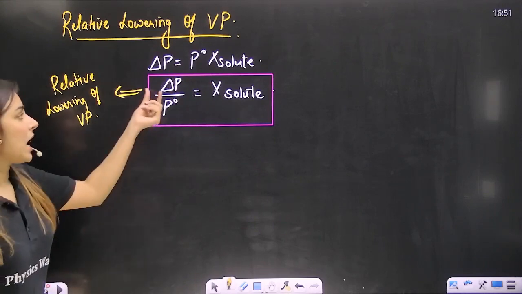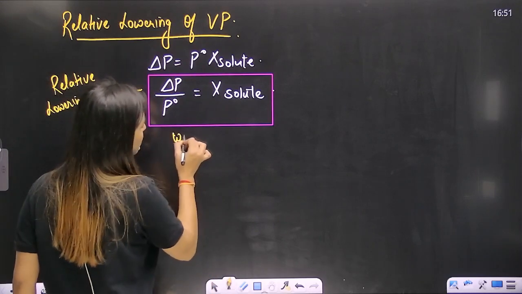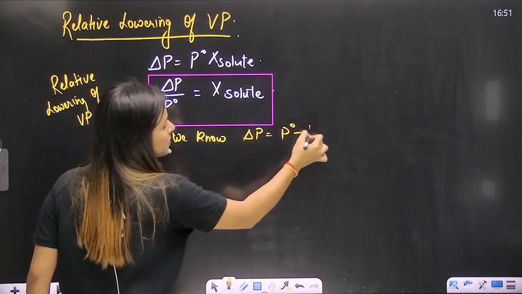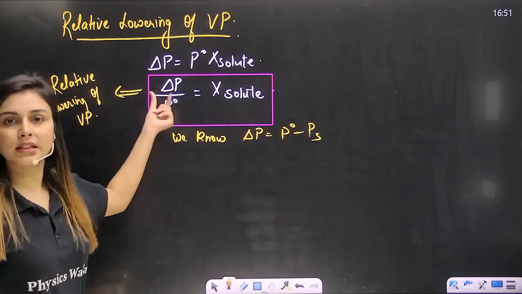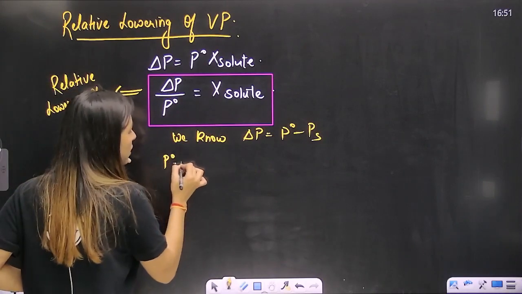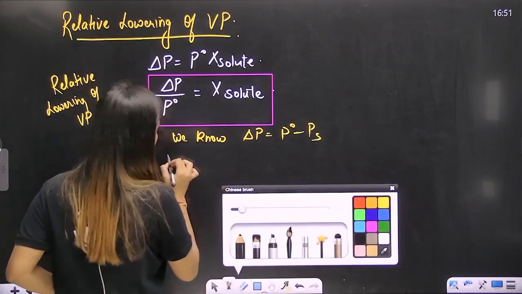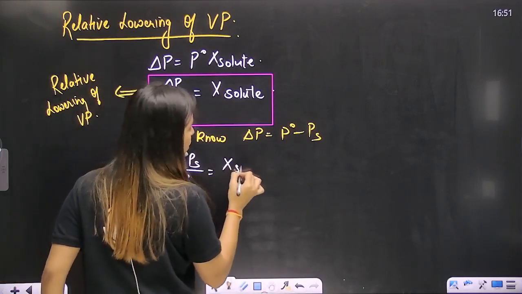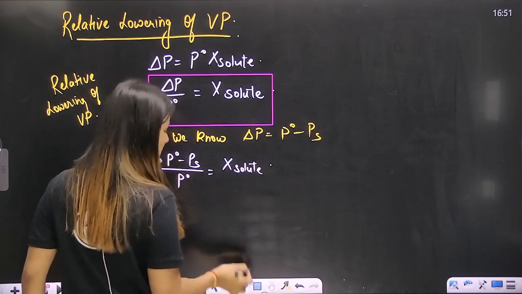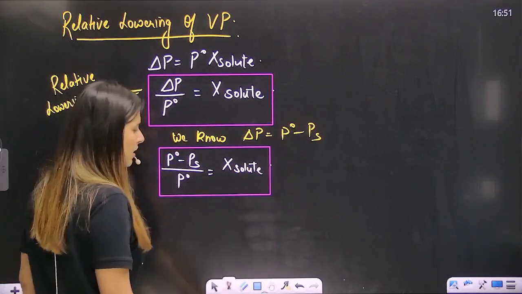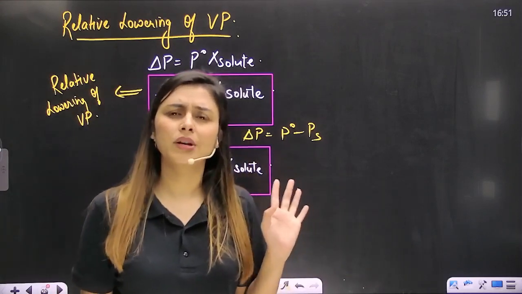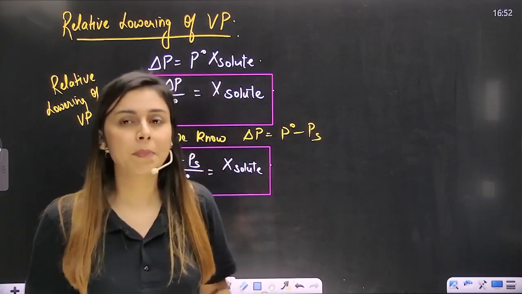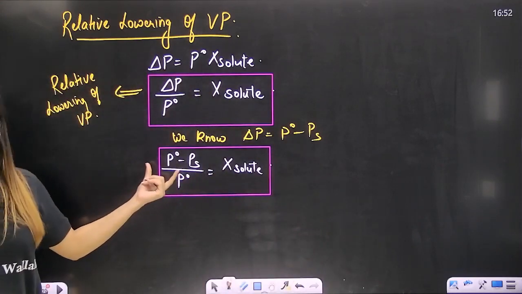Okay, yes, I know that delta P is equal to P naught minus PS. So use this in this particular part. This will be equal to P naught minus PS upon P naught will be equal to mole fraction of solute. So this is an expression which you can memorize or don't memorize. It is also okay, because you understand the concept. That is the most important thing. Okay. So this is the relative lowering of vapor pressure.